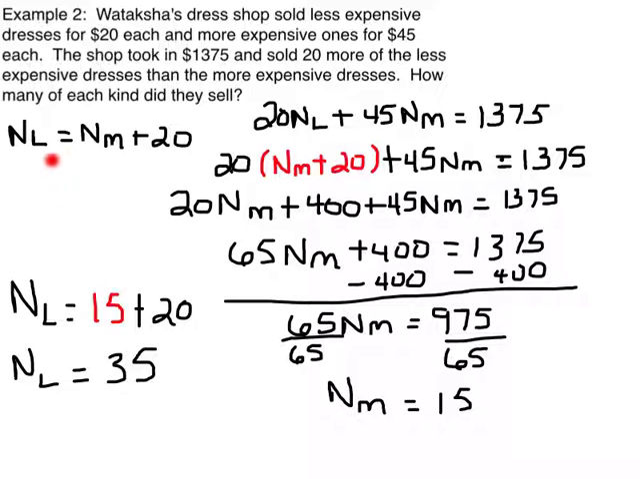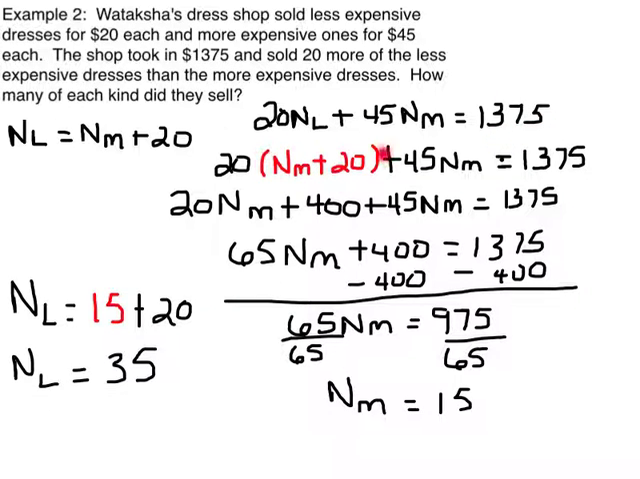I don't have to rearrange anything, because I already have NL and a value for NL. Then I'm going to attach the value here: 20 times the number of less expensive, plus 45 times the number of more expensive equals a value of 1,375.